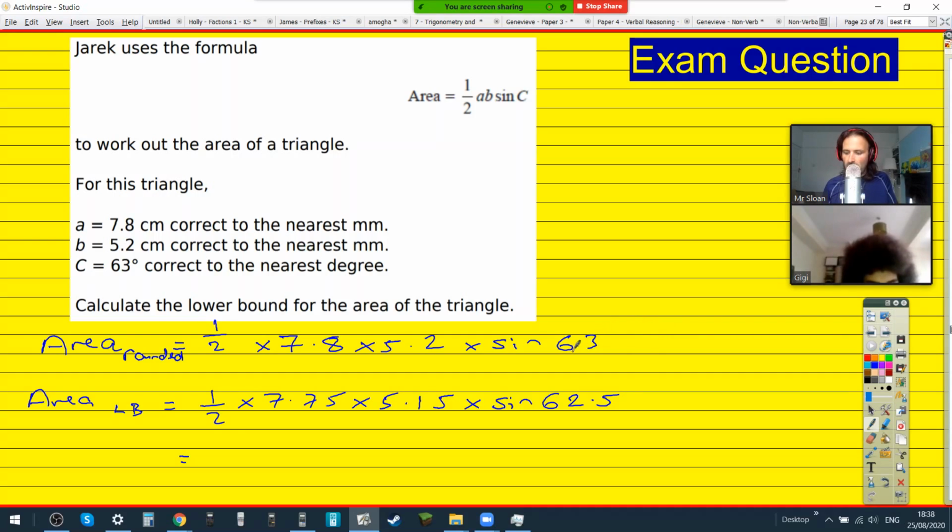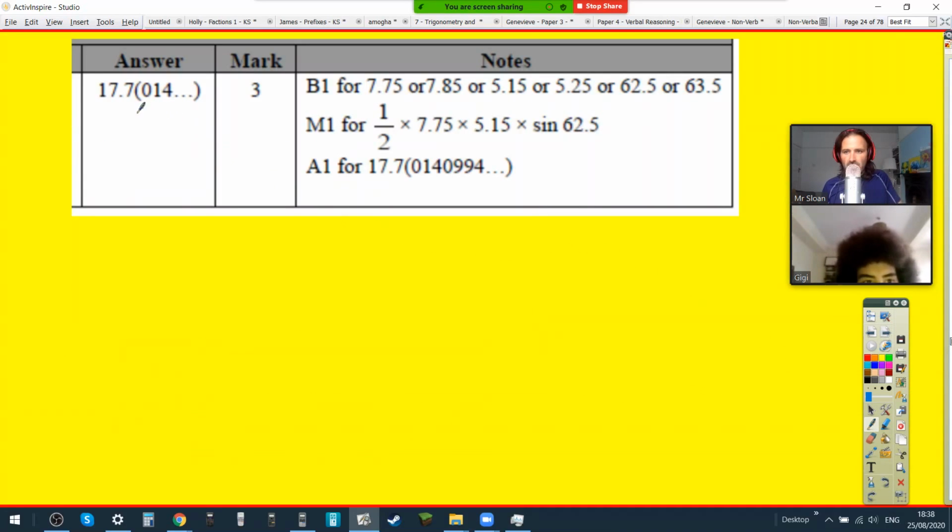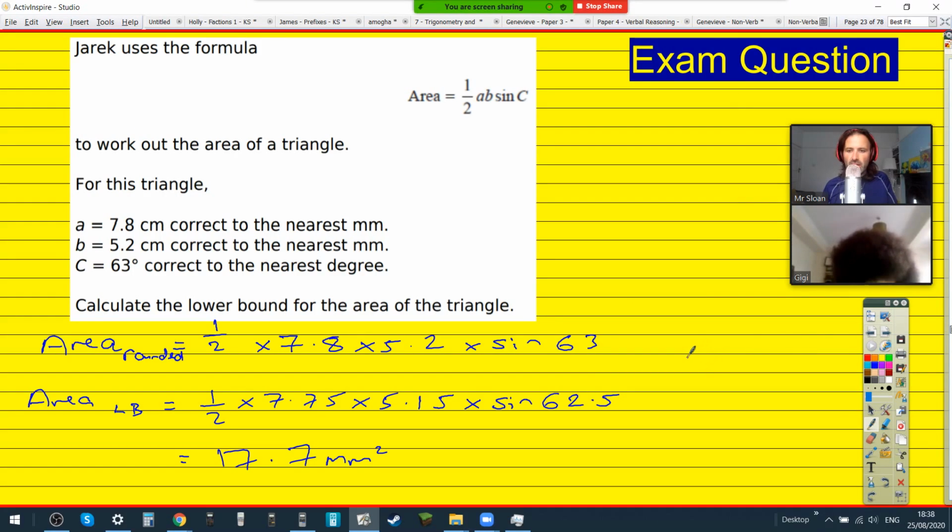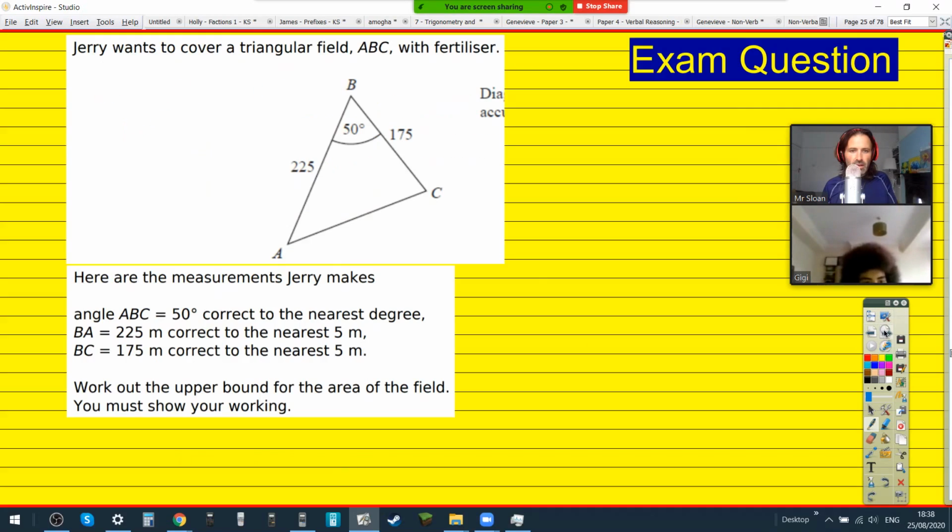Should I close the bracket for the sine? It'll automatically do it. It'll get the same answer. 17.7. 17.7 millimeters squared. 17.7, there we go. 3 marker. Any questions about that one? Nope. Okay.